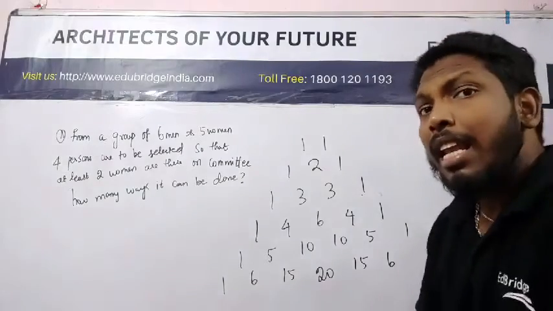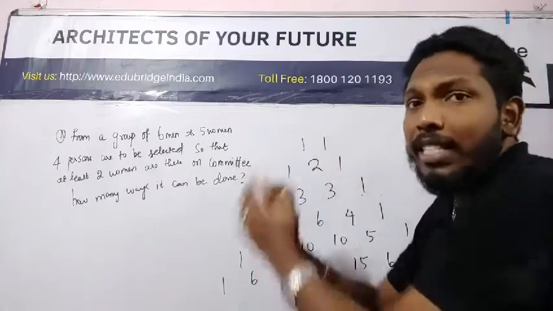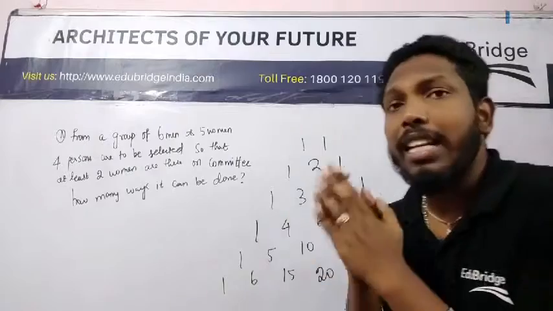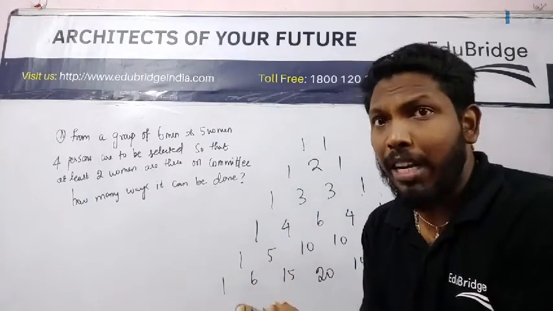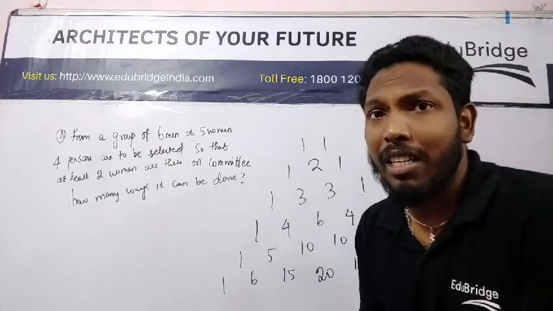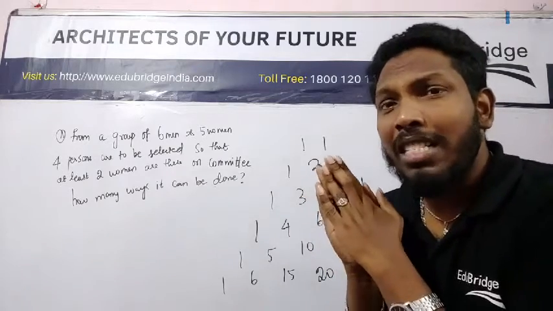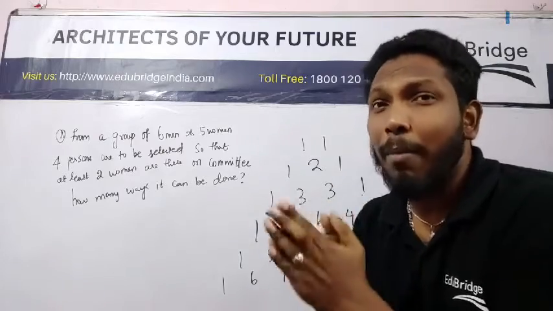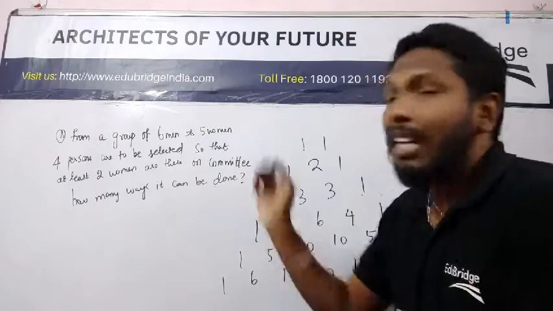So let me tell you how this Pascal's triangle is going to help me find the answer for this particular question. As we already discussed, this is a permutation and combination topic, where we discussed a lot of things about permutation, types of permutation, and different problems on that. If you subscribe to our YouTube channel, Learn Online with Edubridge, you can see a lot of questions on permutation and combination. I just want you to look at those videos and then come over here.